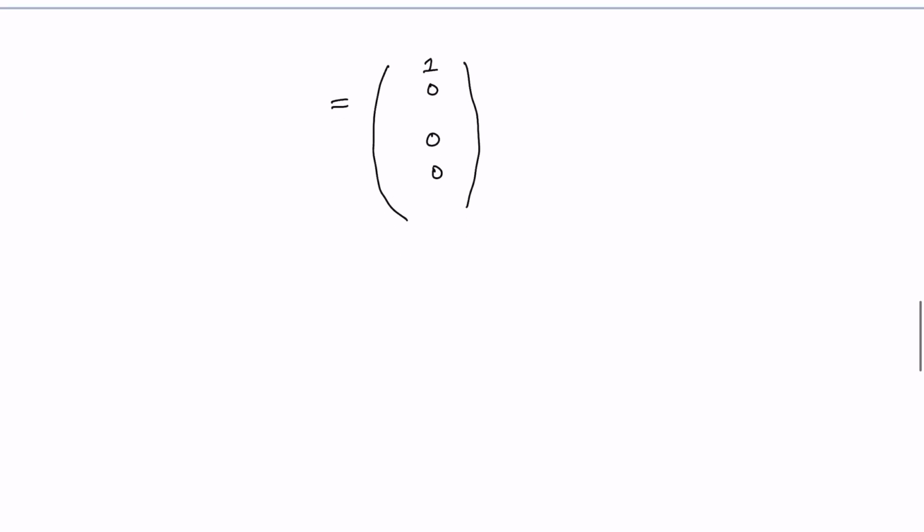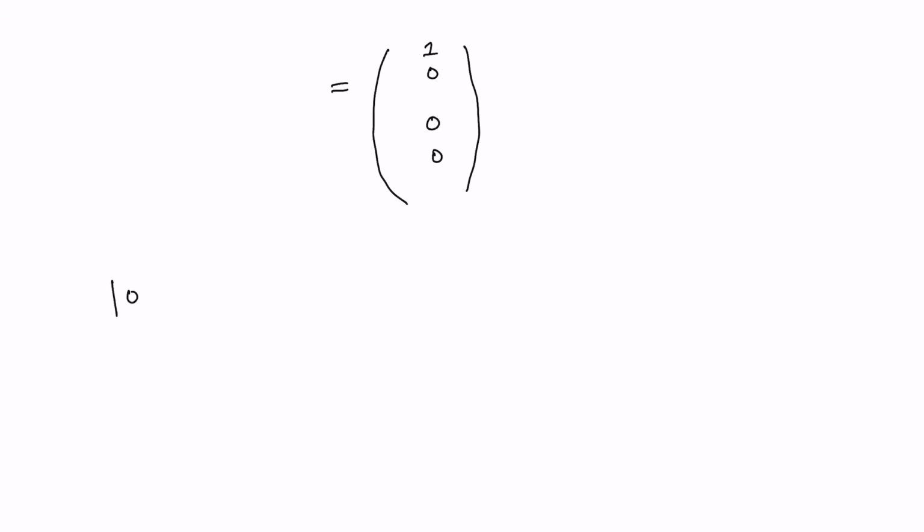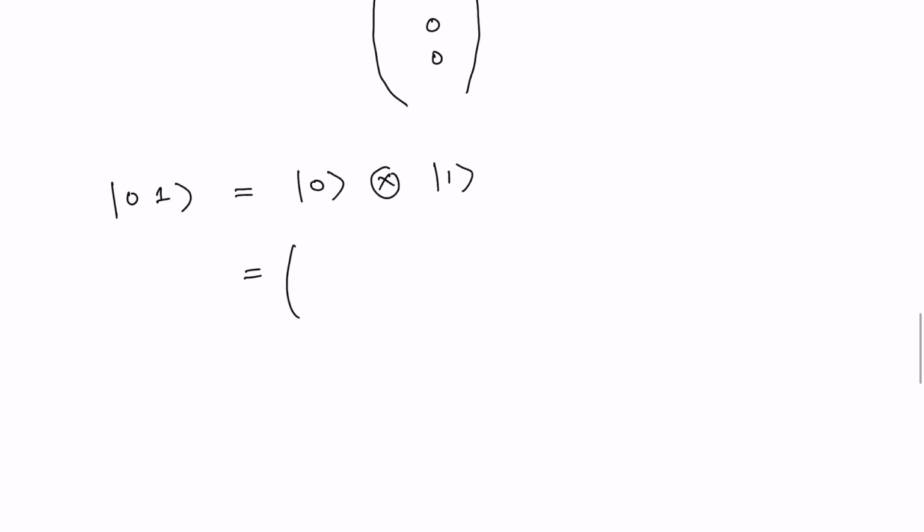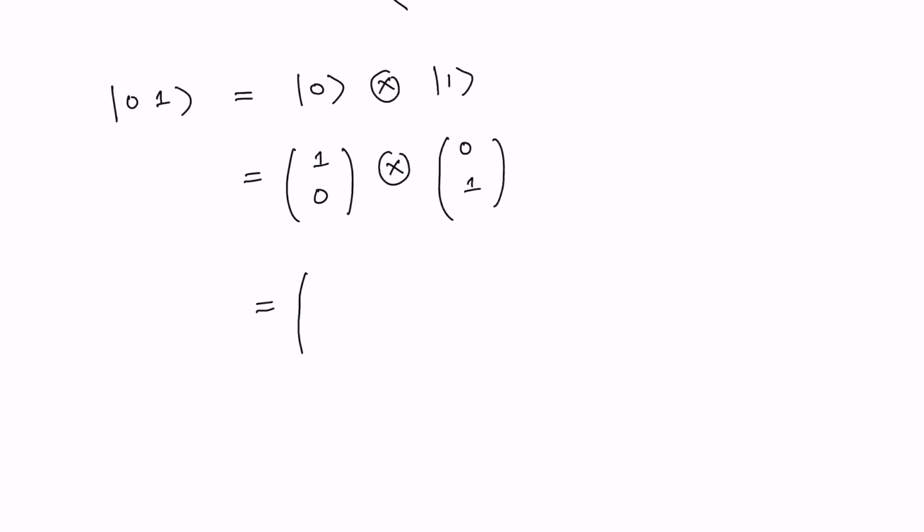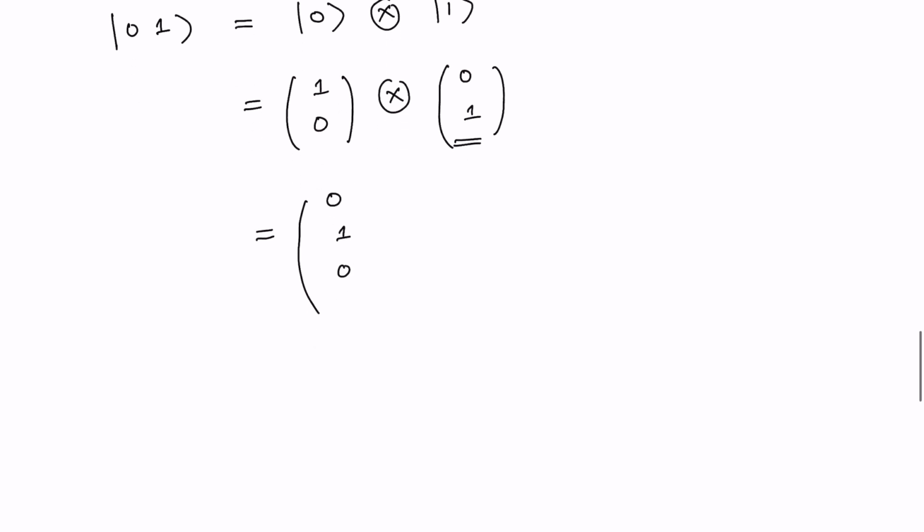So this is going to be your tensor product. Similarly, I can do it with the tensor product of 0 and 1, which is basically |0> tensor product with |1>. Now you know |0> is represented by the column vector 1, 0, and |1> is represented by the column vector 0, 1. So you can easily see that 1 is going to be multiplied with (0, 1), so it would be simply 0, 1, and 0 is going to be multiplied with (0, 1), so this is going to be 0, 0. So this is the tensor product or direct product of |0> and |1>.